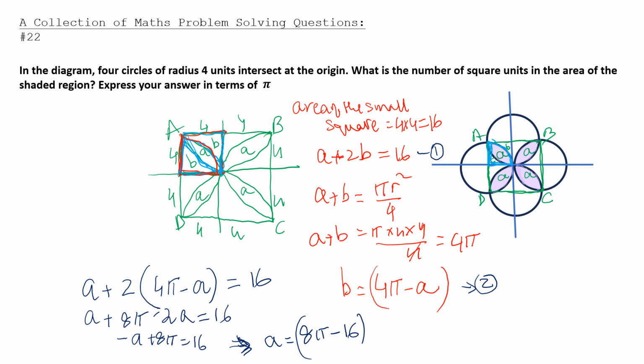Now this A is only the area of one of these petal shaped, shaded structures. Now there are 4 shaded structures, so I have to find 4A, and that equals 4 times 8 pi minus 16, and that gives me 32 pi minus 64, in square units, and that's the answer: 32 pi minus 64.